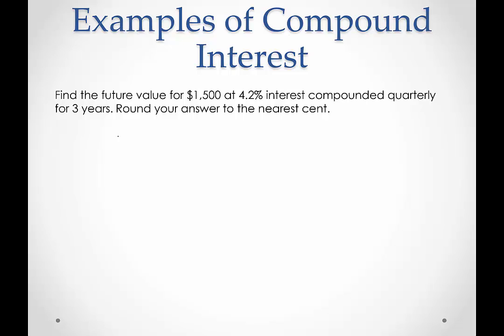So here we want to find the future value for $1,500 at 4.2% interest compounded quarterly for 3 years, and we're going to round our answer to the nearest cent. So we're missing future value, and the formula is future value equals present value times 1 plus r over n to the n times t. Now let's figure out what all these variables are. Future value is what we're missing. The present value is 1,500. The interest rate, remember we need to convert to a decimal by dividing by 100, so that would be 0.042.